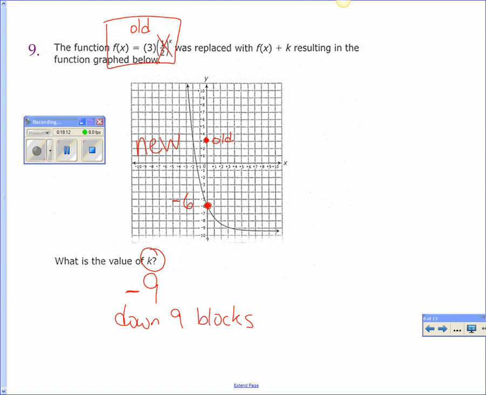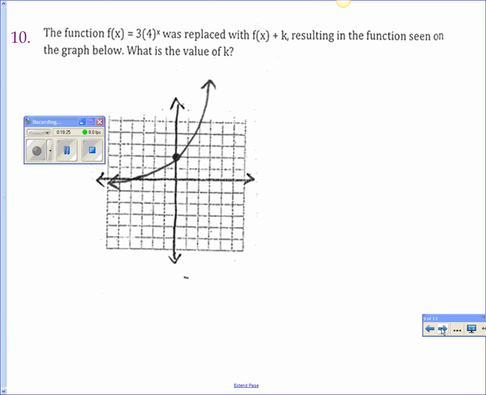The old one was at 3. The new one's at -6. So you count 1, 2, 3, 4, 5, 6, 7, 8, 9. Okay. All right. Let's see. All right, good. We've got another one to do. So first thing I do, what is that one? What do I call that one? The old one.